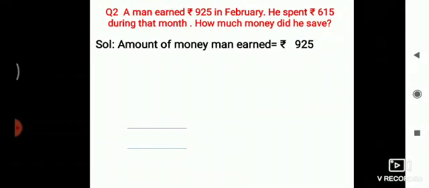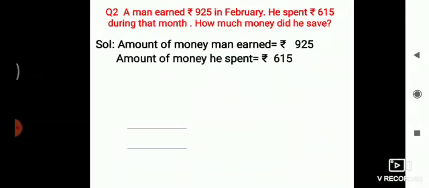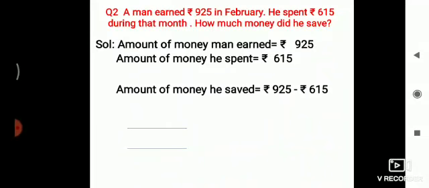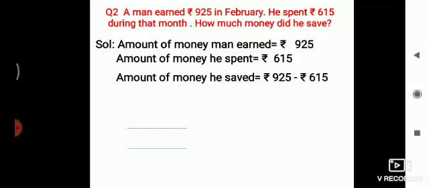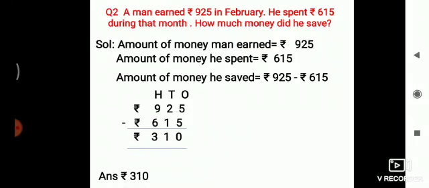Let's see the statements first. Amount of money man earned is equal to rupees 925. Amount of money he spent is equal to rupees 615. Amount of money he saved is equal to rupees 925 minus rupees 615. Now, we will subtract 615 from 925. 5 minus 5 is 0, 2 minus 1 is 1 and 9 minus 6 is 3. So, the answer is rupees 310.